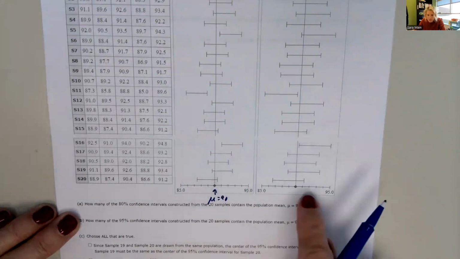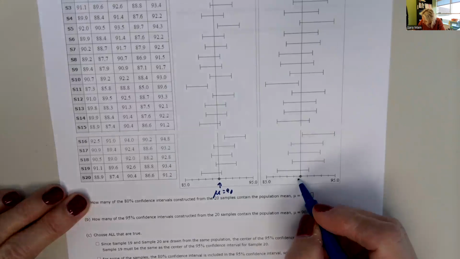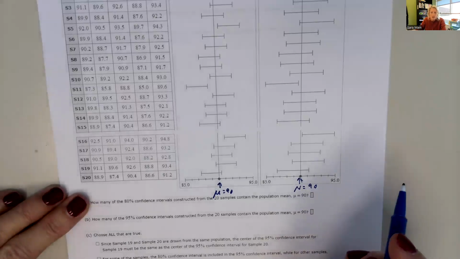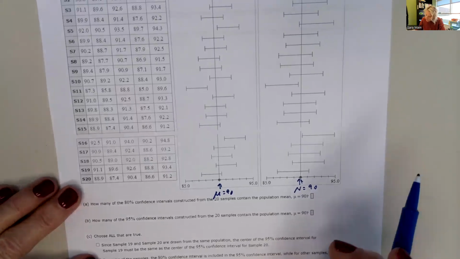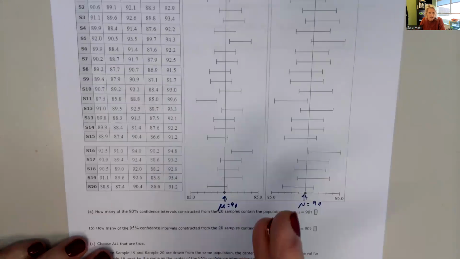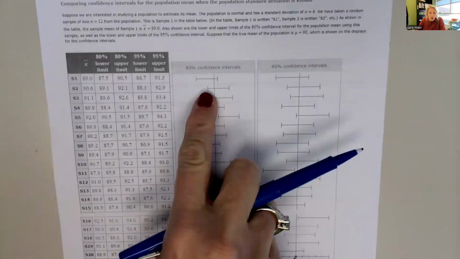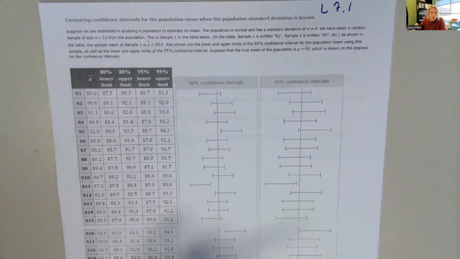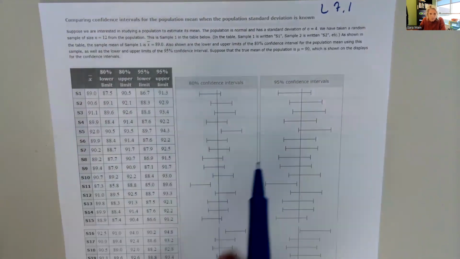And the same with this one. This is a 95% confidence interval, and the true population mean is 90 there as well. And so what it says, when we do an 80% confidence interval, we're saying hopefully 80% of these intervals should contain the true population mean.